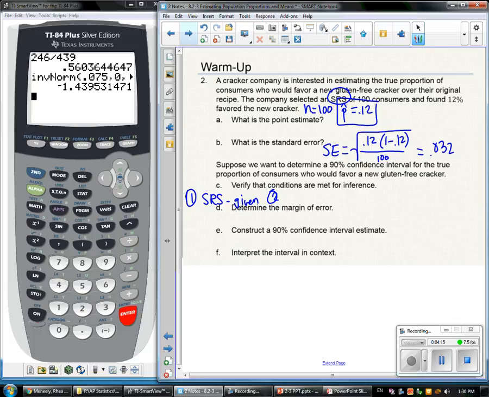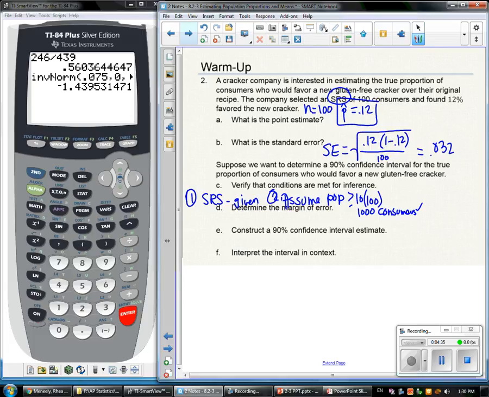If we are sampling without replacement, I have to make sure that my population is at least 10 times my sample size. So this is an assumption that we will need to make, that we are assuming that the population is at least 10 times my sample size, which would mean that we've got at least 1,000 consumers. And that's reasonable.